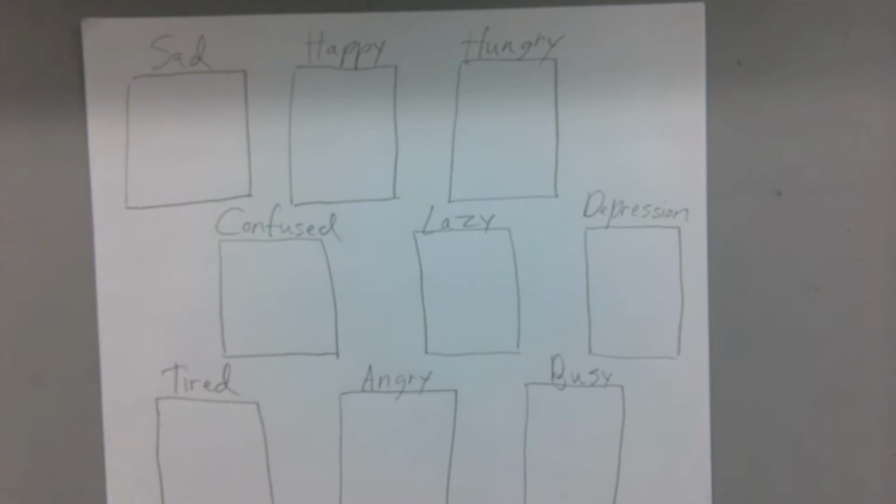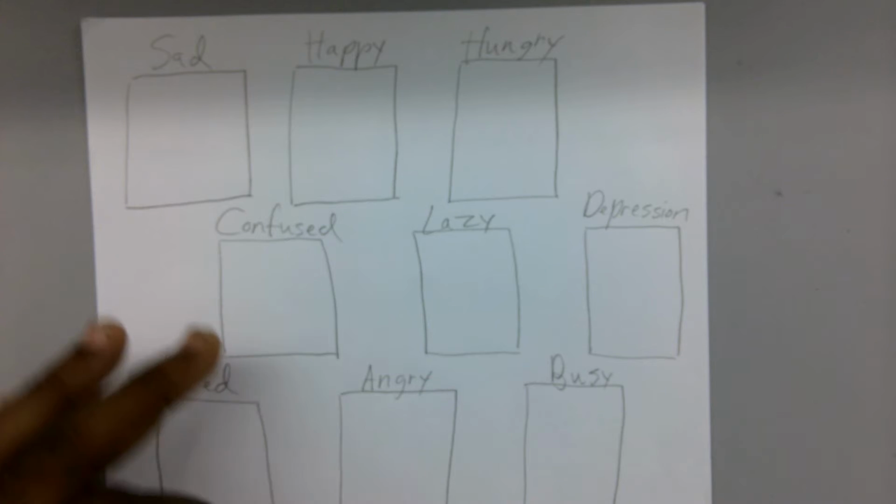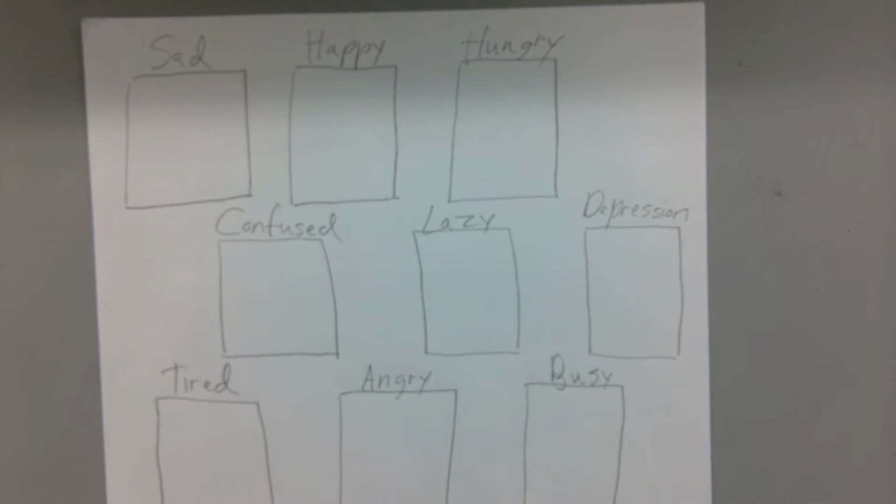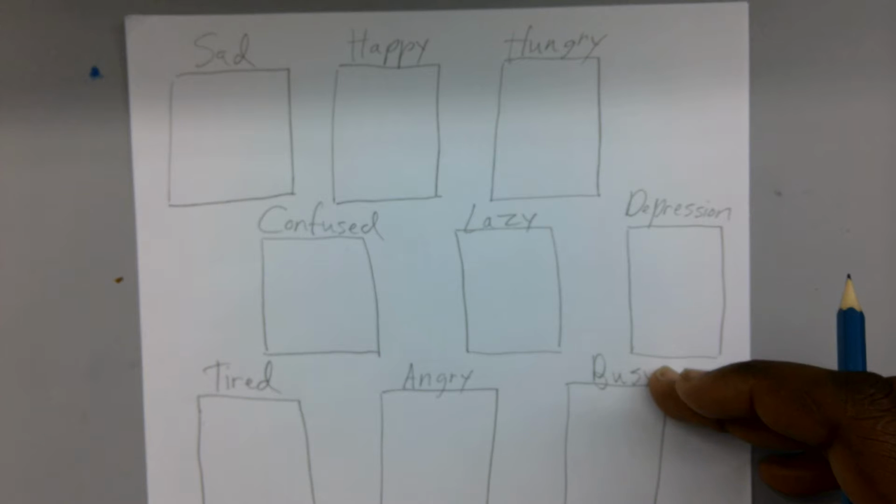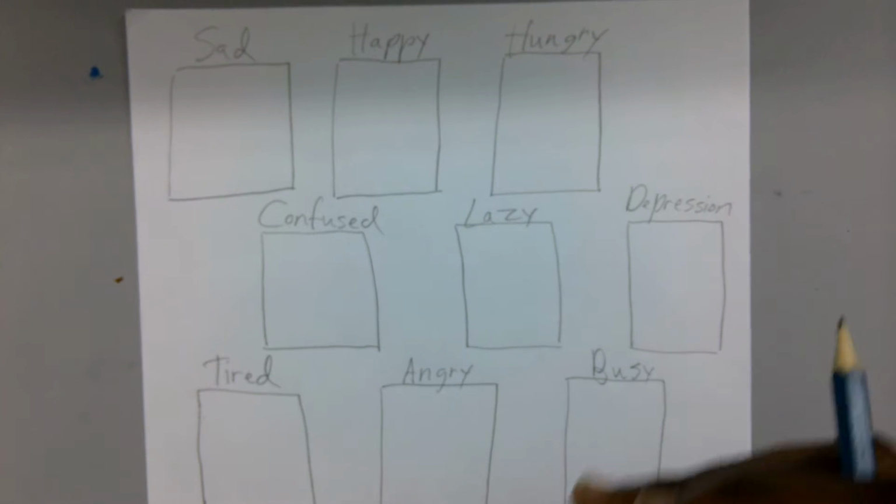But for now, as I said, we're going to take our emotions, the words that we have at the top, and try to make some lines out of them, make some art out of them. So our first one is sadness. Let's see what we can make out of that.